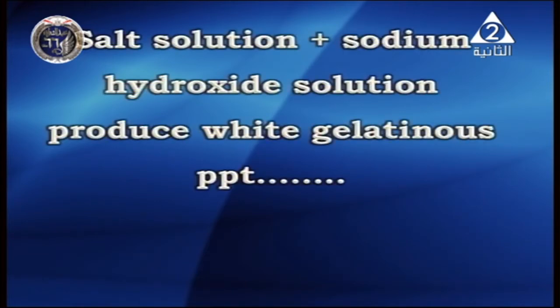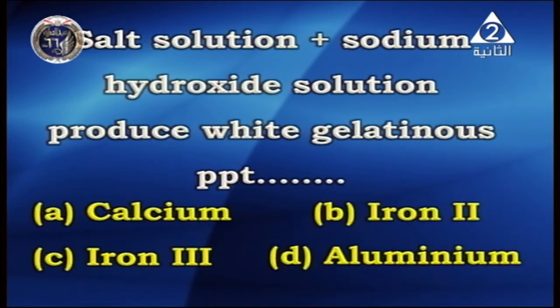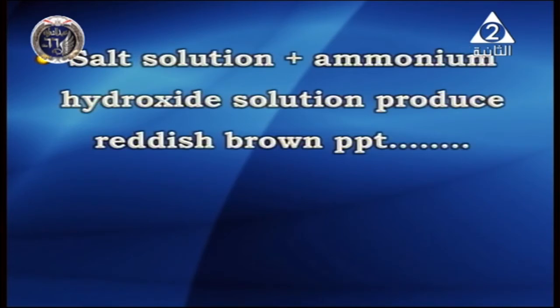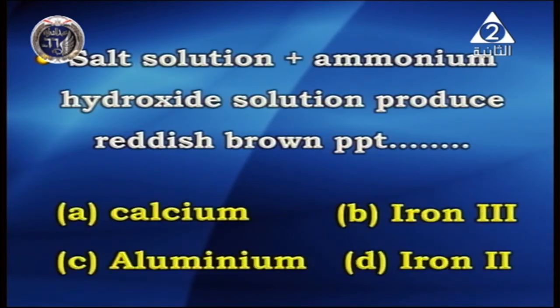Next question, salt solution plus sodium hydroxide solution produce white gelatinous precipitate of what? Is it calcium or iron 2 or iron 3 or aluminum? Yes, it will be aluminum. Next one, salt solution plus ammonium hydroxide solution produce reddish brown precipitate of what? Is it calcium, iron 3, aluminum, iron 2? If you think about it, yes, it will be iron 3.